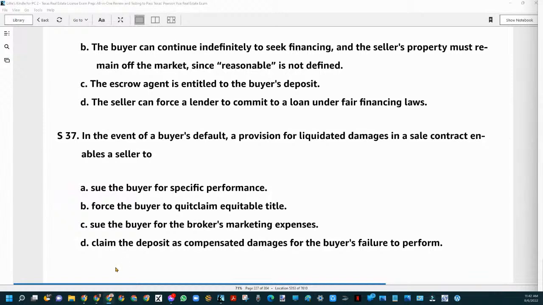I'm not saying that it may never be a choice, but for the most part, there are clauses within a contract on what to do. And there's usually mediation, arbitration, and of course, liquidated damages, okay, according to the contract. And that's usually the earnest money. So here, claim the deposit, the earnest money deposit, as compensated damages for the buyer's failure to perform.